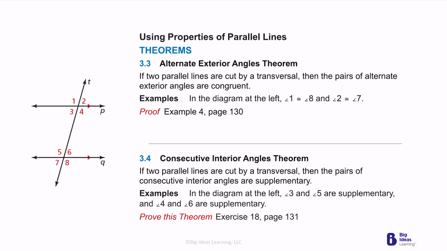So now the alternate exterior angles, again, you guessed it, they're congruent. So 1 matches to 8, and 2 matches to 7. And then we have the consecutive interior angles. Only one's different, they're not congruent. They're supplementary. So these two add up to 180 degrees. And these two add up to 180 degrees.